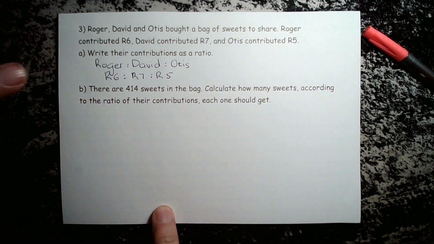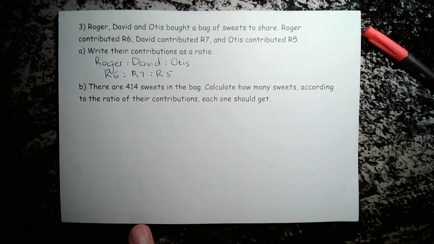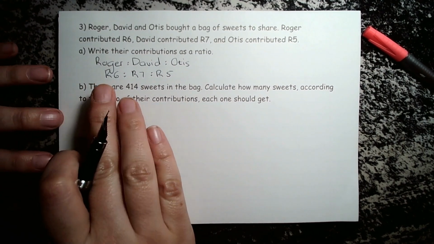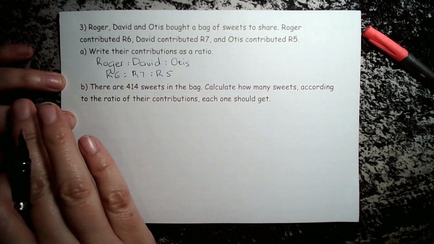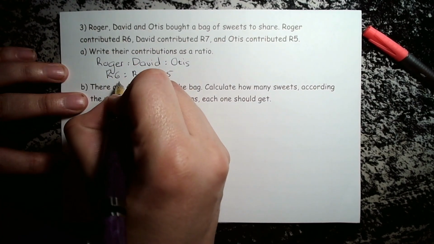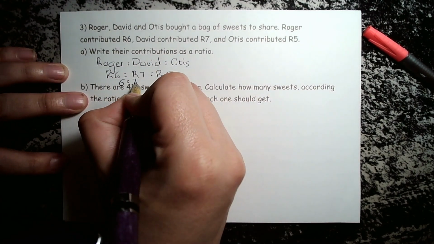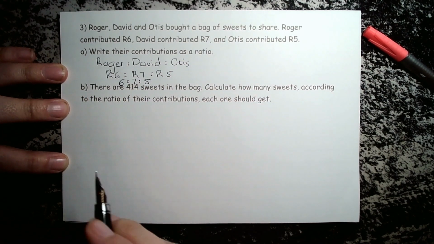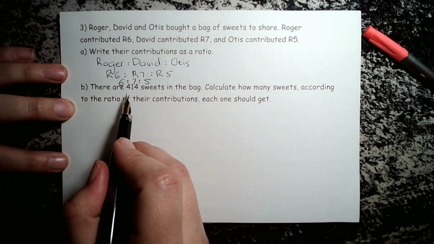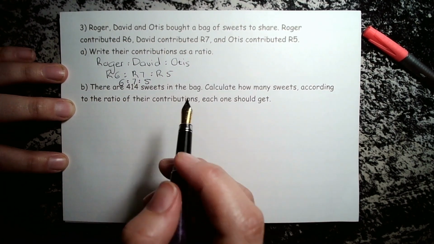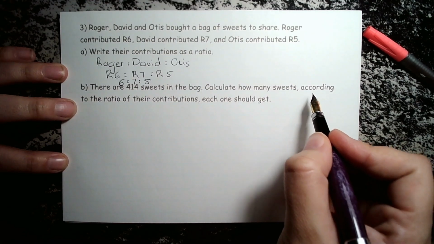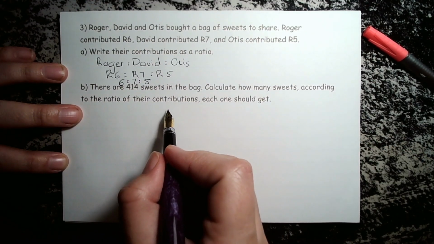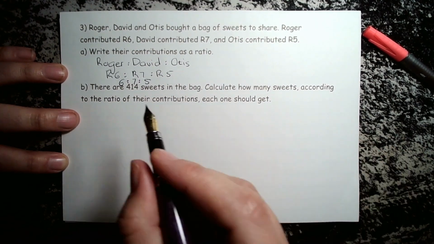However, we cannot work with these units in rand values. We need to just give number values. Because this is all the same unit, rands, we don't need to convert anything. We will simply have 6 to 7 to 5. Question B. There are 414 sweets in the bag. Calculate how many sweets, according to the ratio of their contributions, each one should get.